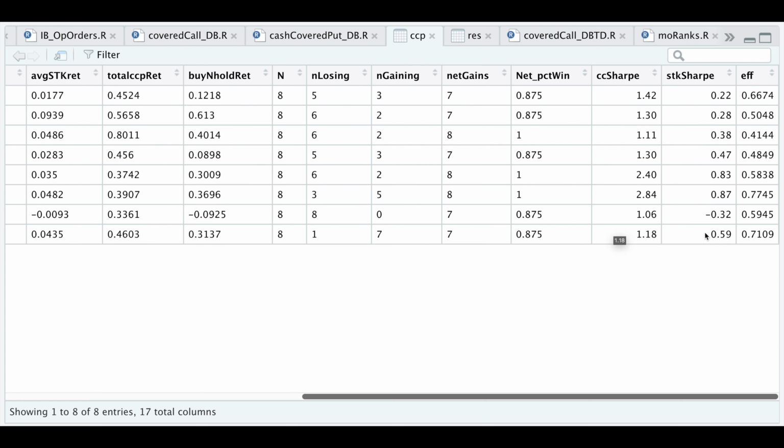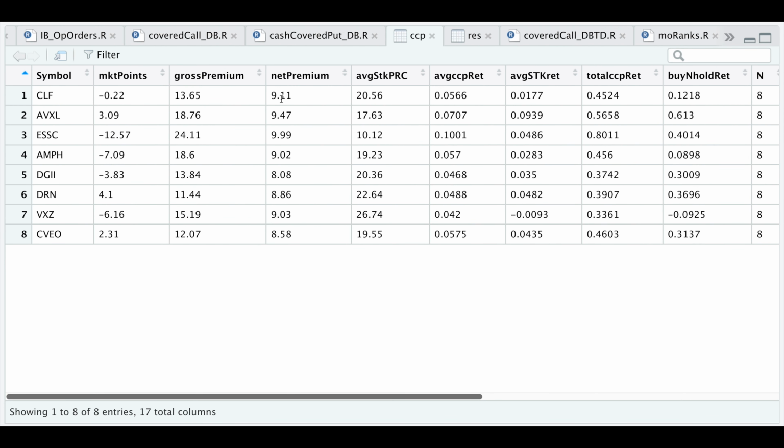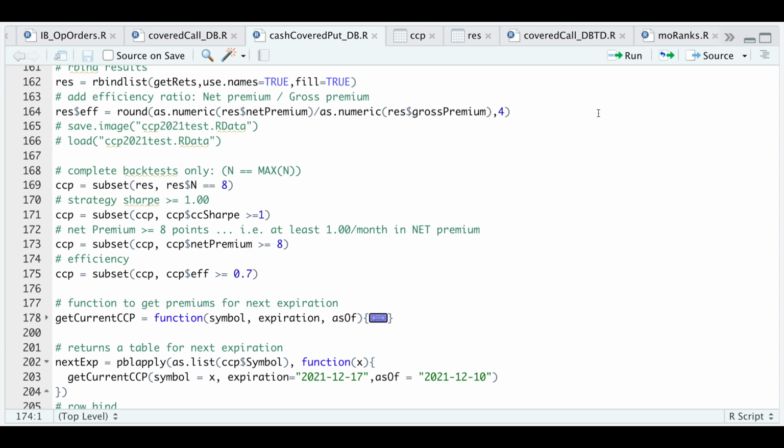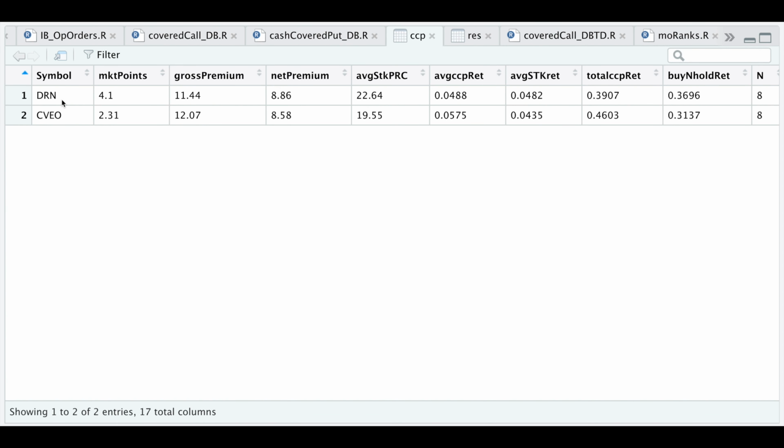And lastly, what I'll be doing is subsetting by this very last column for efficiency. So I want the efficiency greater than or equal to 70%, which is just the net premium divided by the gross premium, which gives me a rough estimate of how much of the gross premium we actually get to keep. So if we run that very last line, and if we take a look at CCP again, we're left with 2 tickers.